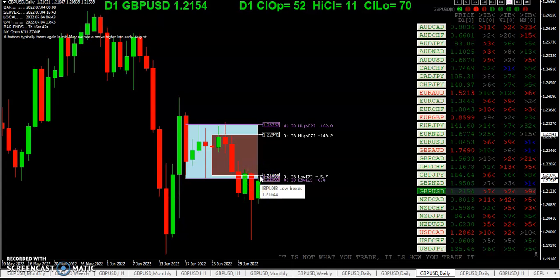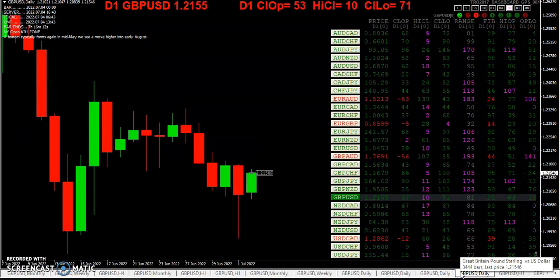You can see price poked into the inside bar of the weekly inside bar from 2 weeks ago, but then it dropped back down. You can see we're about 6-7 pips below that level right now. Hasn't quite made it to the daily inside bar from 7 days ago. It'll be interesting here. Will today be an inside bar? I think I need to go back.